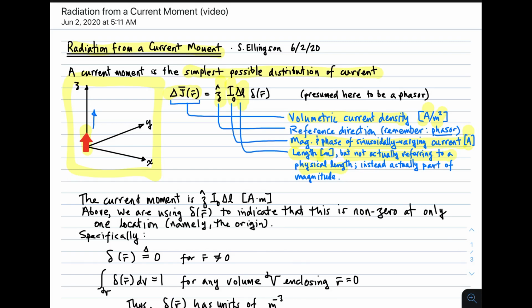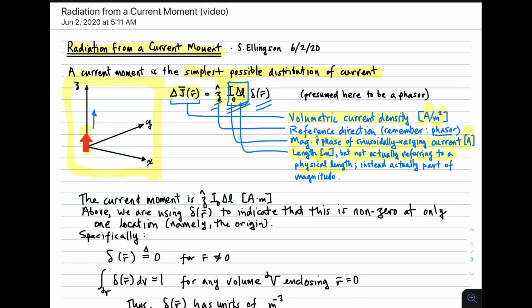Now, many folks find this confusing. Simply just realize that the product of I naught and delta L is something that has units of amps times meters, or amp meters, and that's why we refer to it as a current moment, and not just a current. This will turn out to be the most natural way to represent current in the theorem I'm about to show you. So, we have the direction, z hat, we have the magnitude and phase of the current moment, which is I naught delta L, and then we have this thing, delta R.